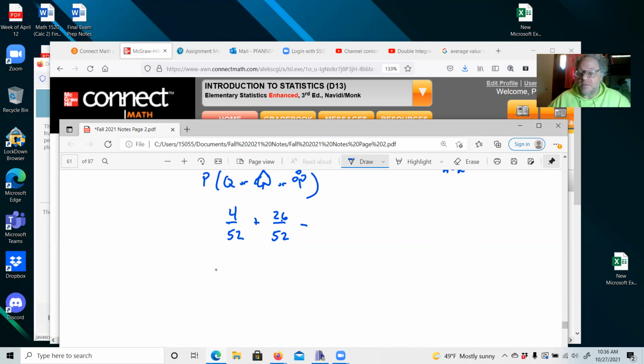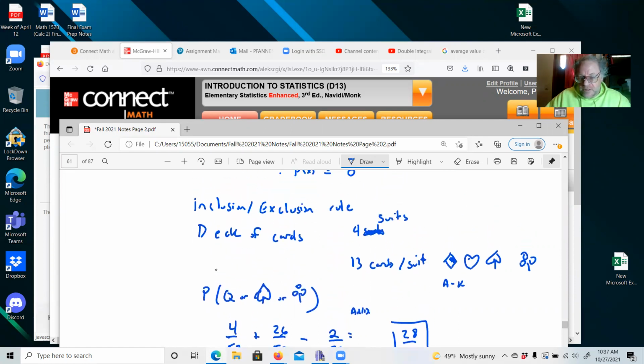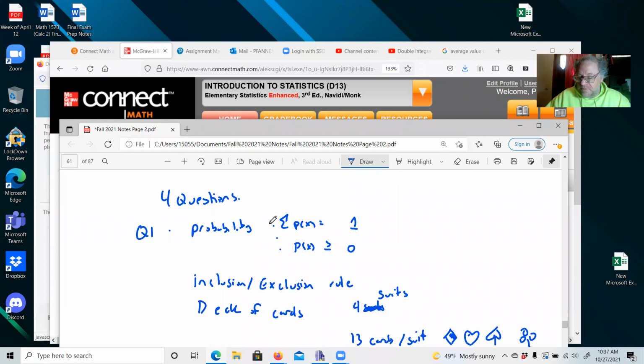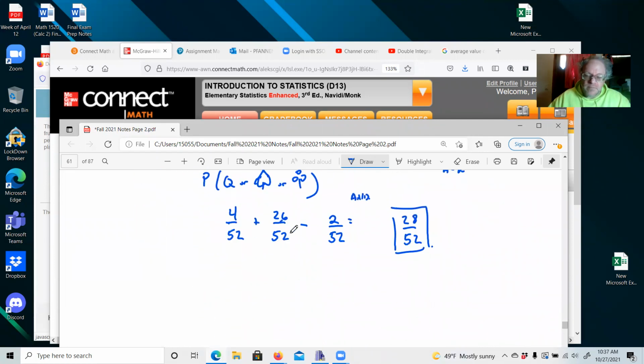How many cards did we double count? 2 of them. So we have to take including all the pieces and then minus their intersection, the and. So that's going to be 4 plus 26, that's going to be 30. 30 minus 2 is 28. So 28 out of 52. So you have to know the inclusion-exclusion rule. You have to know this little bit about probabilities.